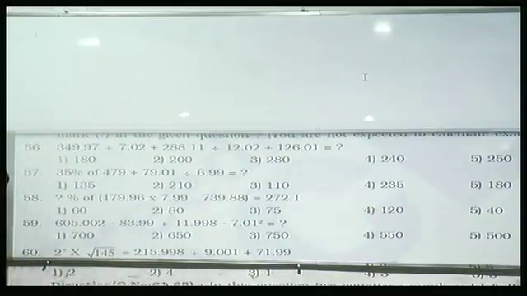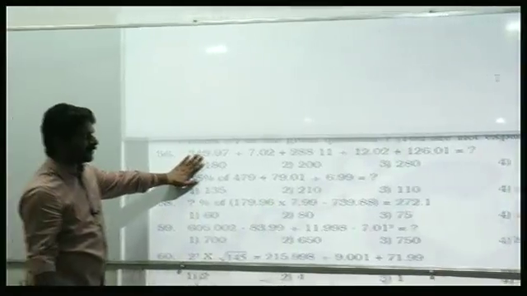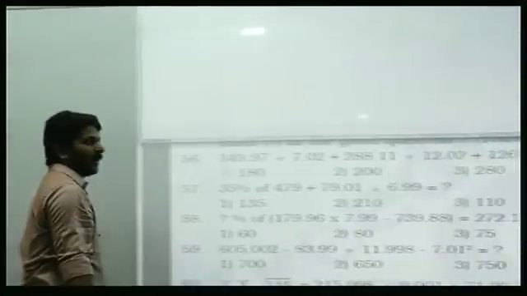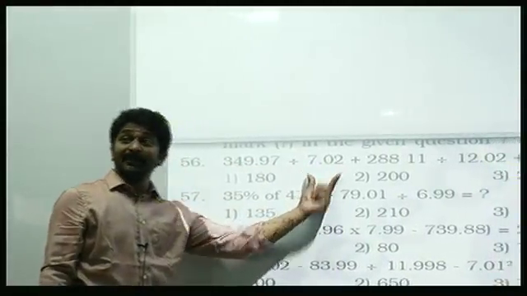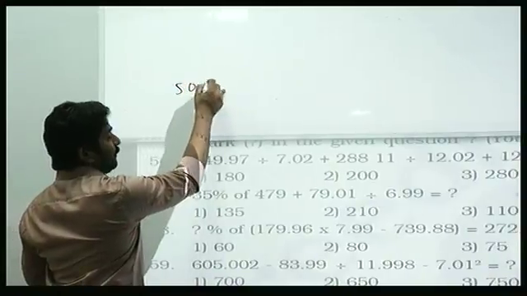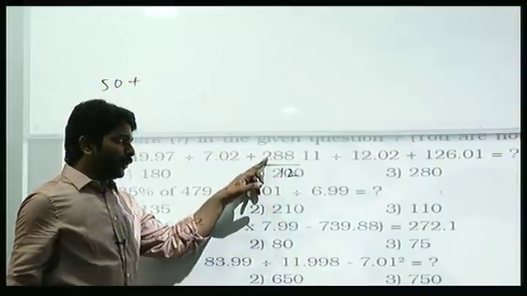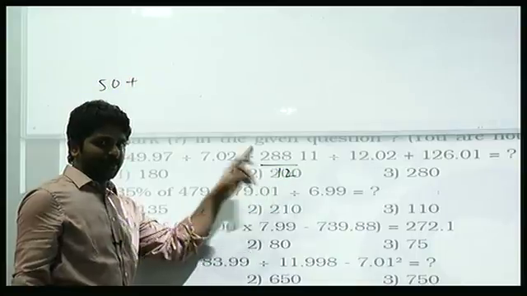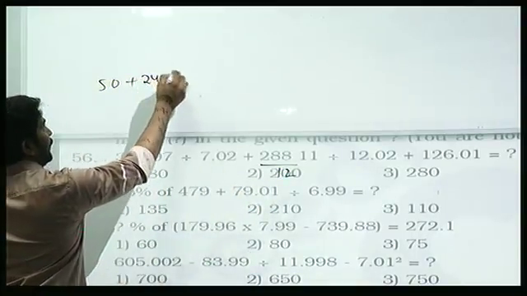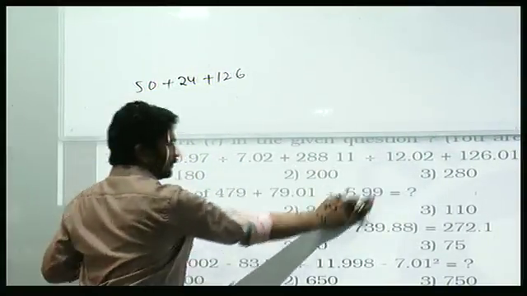Now, let's see. Approximations? You are not expected to calculate the exact value. Now, how much is this? 350 divided by 7 is 50, plus 288 divided by 12. 12 two times is 24, and then 4 times. So total 24 plus 126. 126 plus 24 is 150, plus 50 is 200. Second option.